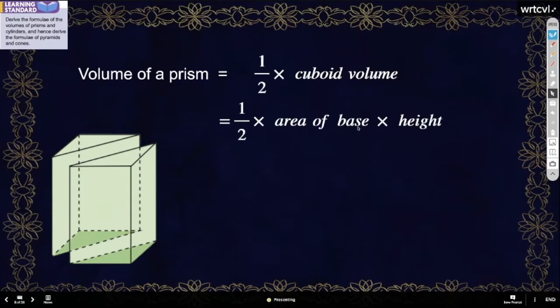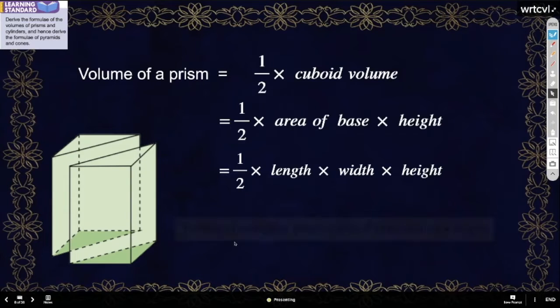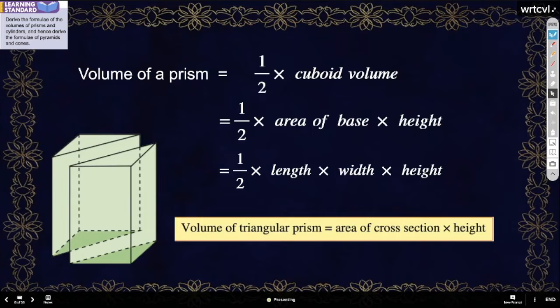So the area of the base is a square for a cuboid. It's length times width times height, panjang lebar tinggi. So for a prism, it's the area of the cross section times the height. The area of the cross section will be the triangle. That means that if you want to find the volume of the triangular prism, it is 1/2 times the base. This is the base, and the height.